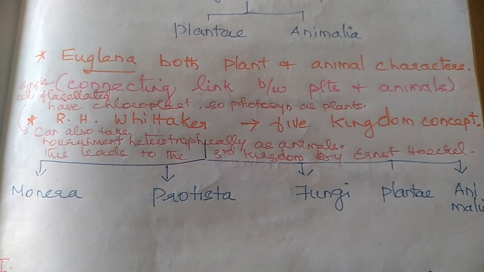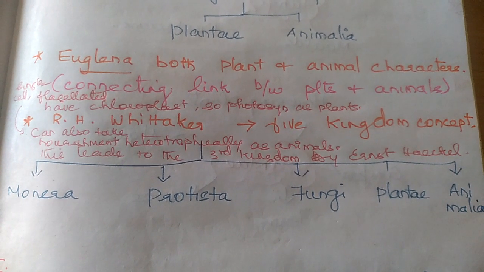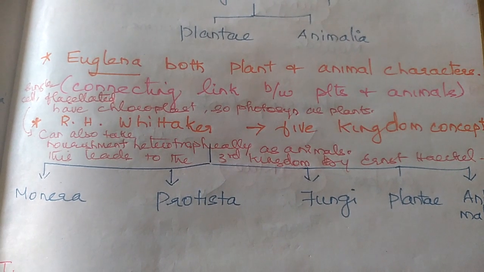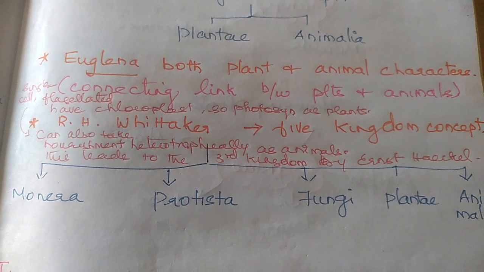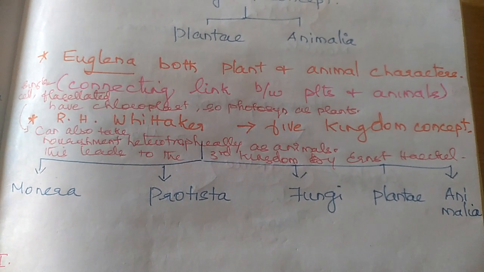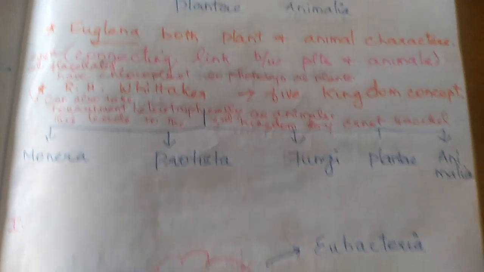take the first letters of every word. So MP, FPA. So you can remember any rhyming word, MP, FPA. M for Monera, P for Protista, and F for Fungi, and P for Plantae, and A for Animalia. Simply you can remember as MP, FPA.